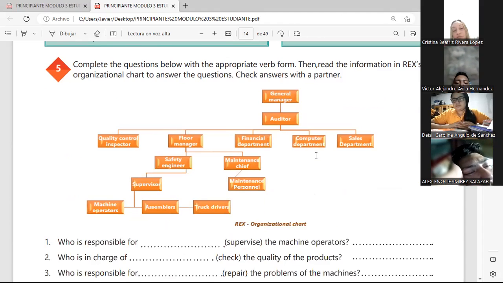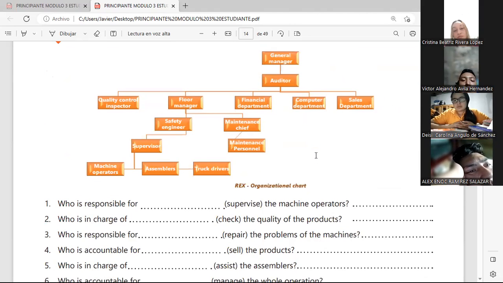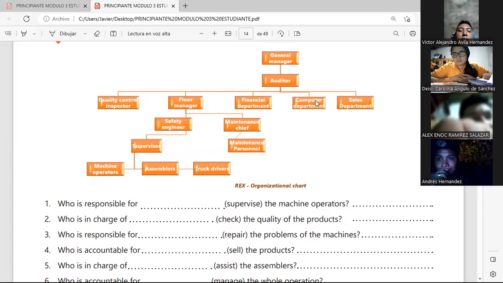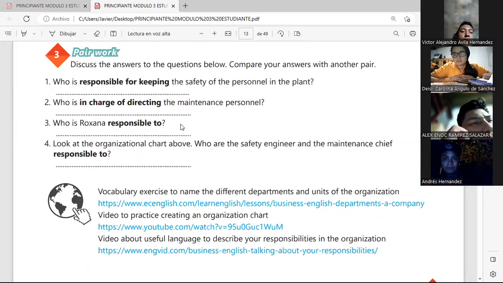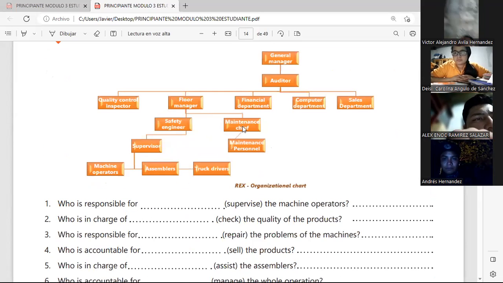Now let's continue with this chart. Let's analyze this chart. It says, the general manager. After the general manager, we have the auditor, and then we have the quality control inspector, the floor manager, the financial department, computer department, sales department. And then we have the safety engineer, the maintenance chief. Remember the safety engineer is here, right? Jessica, the safety. And Roxana is the maintenance person, right? Then we have the supervisor. The supervisor is in charge of the machine operators, the assemblers, and the truck driver, right? This is the organizational chart.